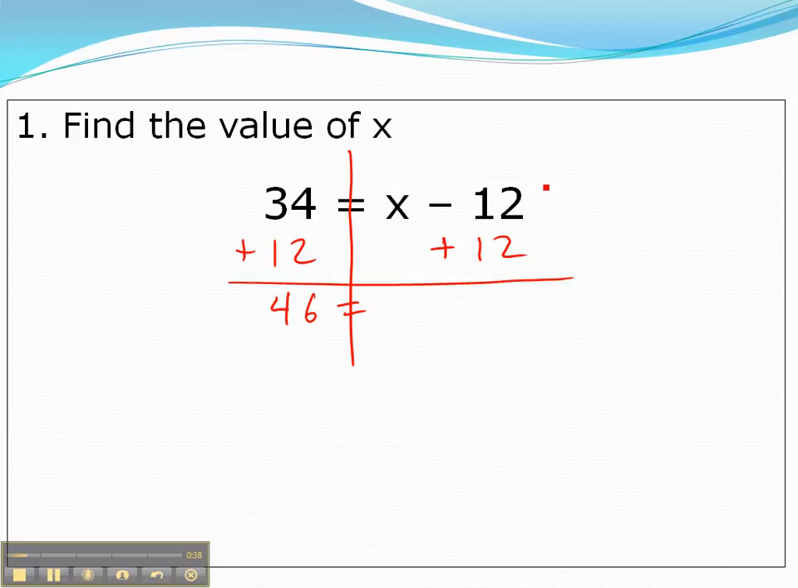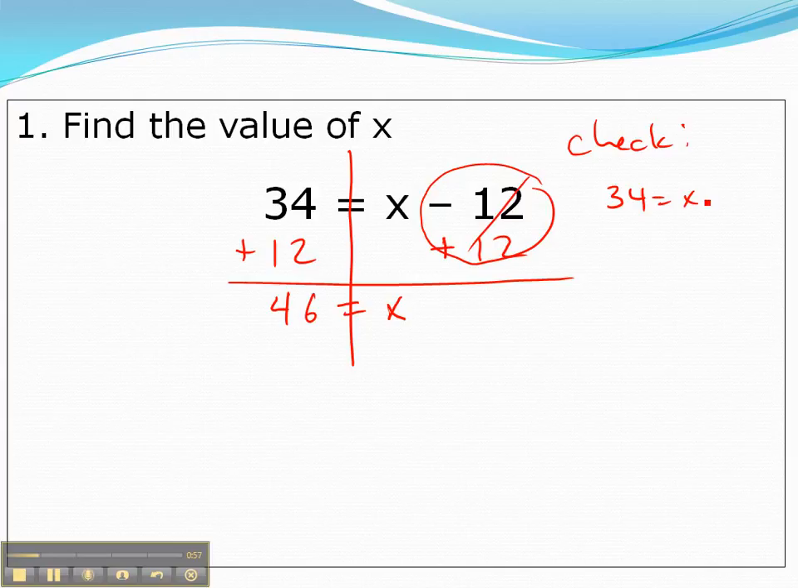The reason I added 12 is because now this goes away. Negative 12 plus 12 is equal to 0, that's like 12 zero pairs. And all we're left with on the right side is x, so x equals 46. But I'm not going to circle it yet, we always check our answer.